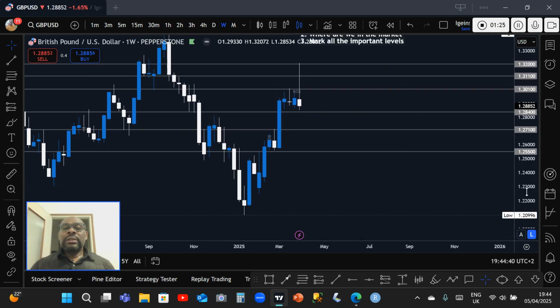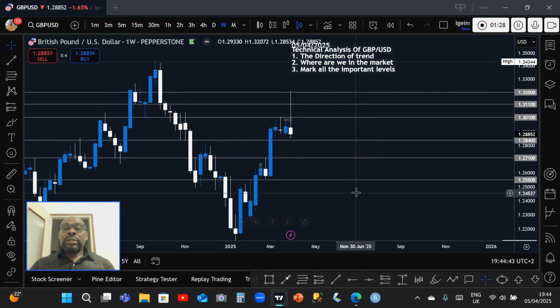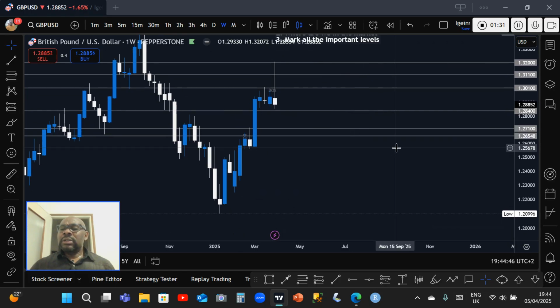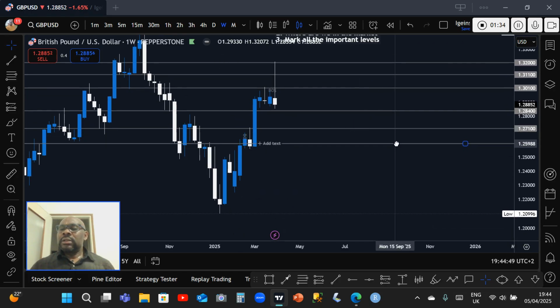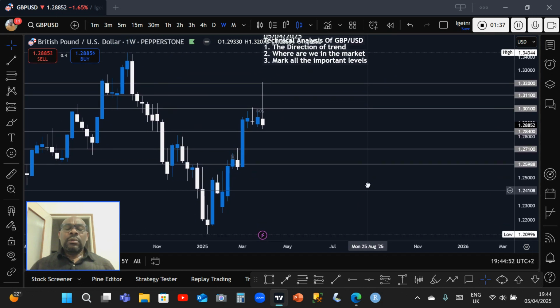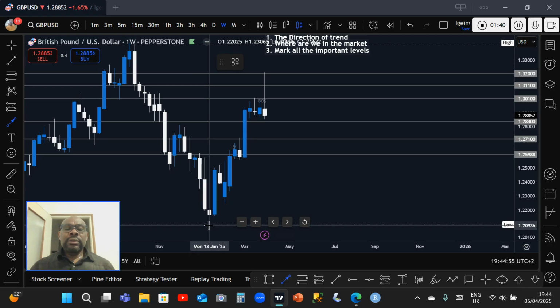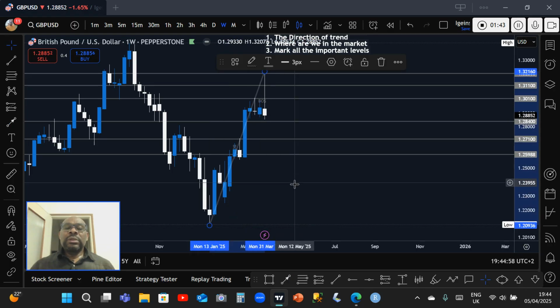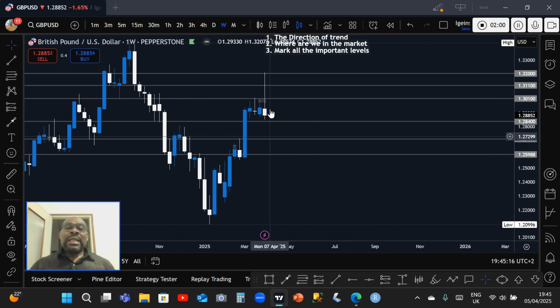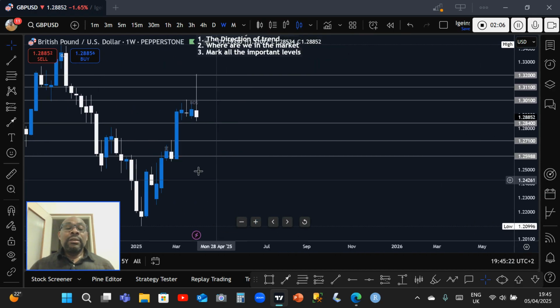From the weekly, it tells us that we've been bullish. As you can see, we've been bullish up to this point. Then we started seeing a massive pullback, a massive pullback to this resistance, to this support level. So what does that tell us? That tells us that sellers are in the market. But the overall trend is bullish.